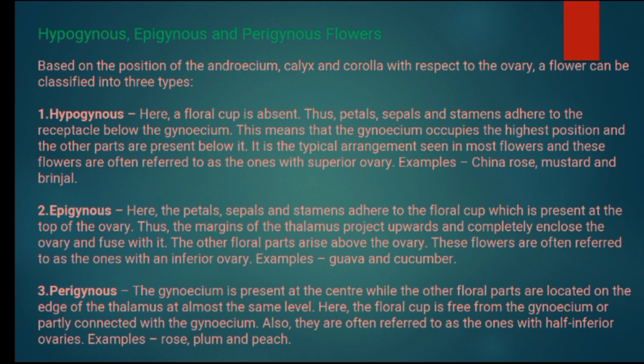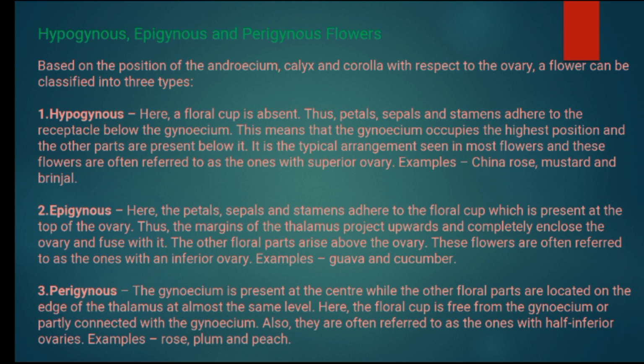So the best example of hypogynous is the China rose, जास्वंद. जास्वंदामध्ये ओव्हरी ही सुपेरियर असते, सुपर पोझिशनला असते, टॉप पोझिशनला असते, म्हणून त्याला हायपोगायनस म्हणायचं. Then another example is what, that is mustard and also brinjal flower.